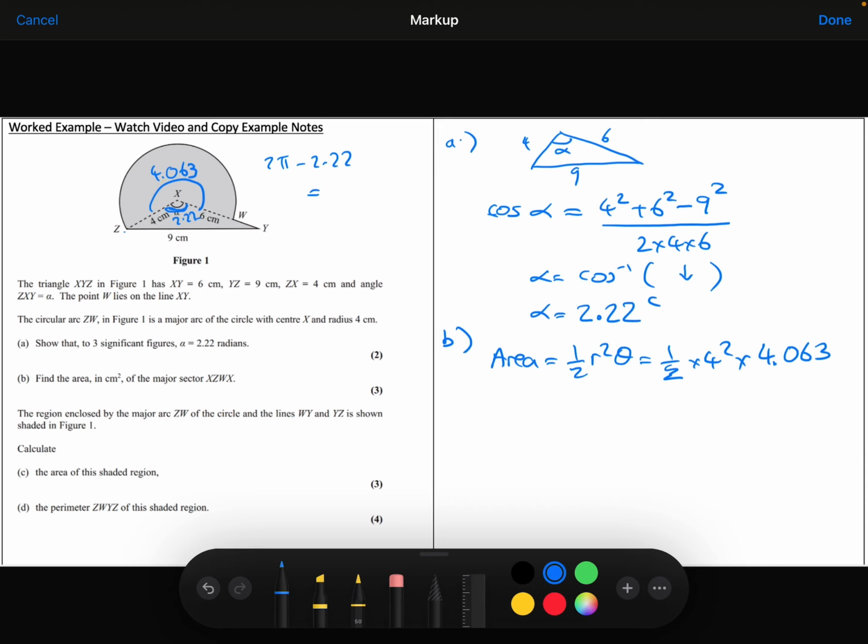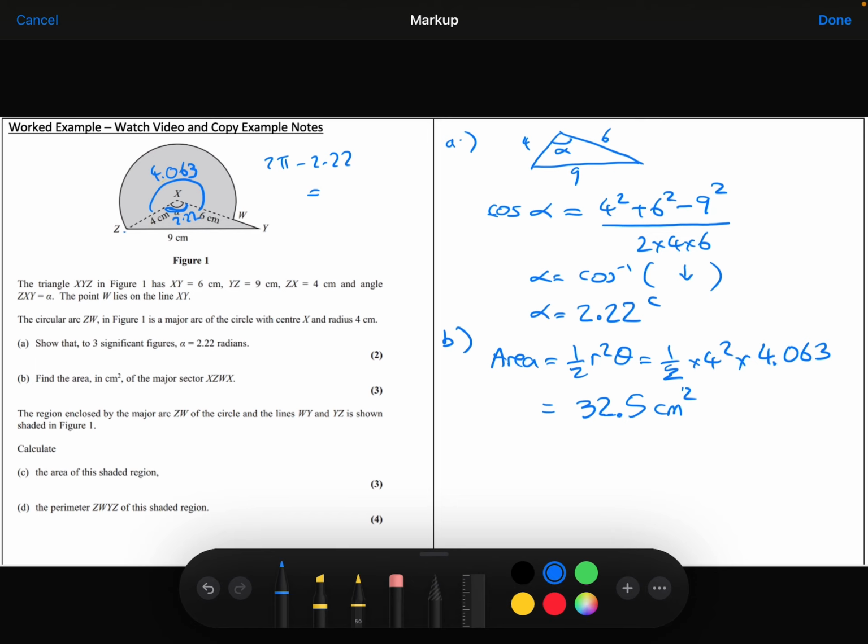So let's use that in our area formula. We've got a half times 4 squared times the angle, and I find that the area of that major sector is 32.5 centimetres squared to 3 significant figures.